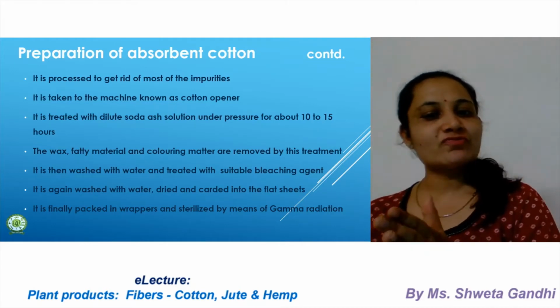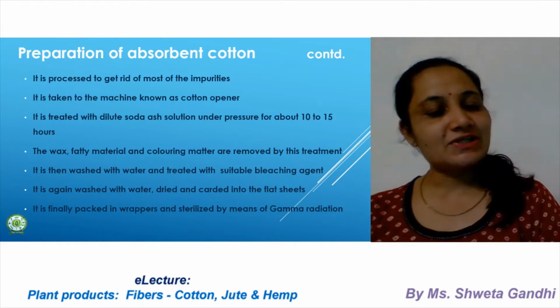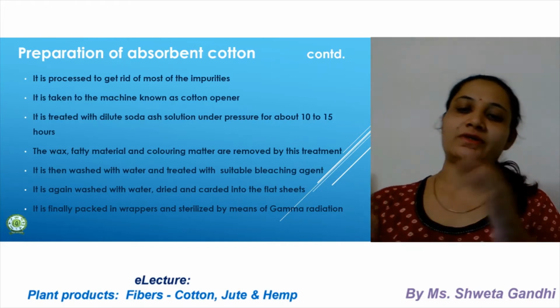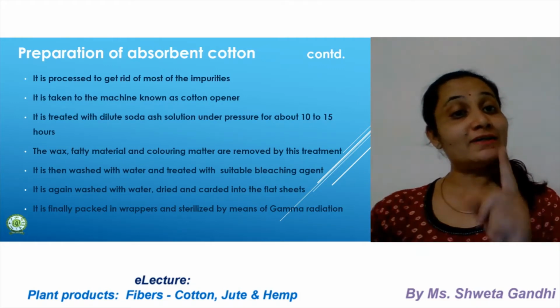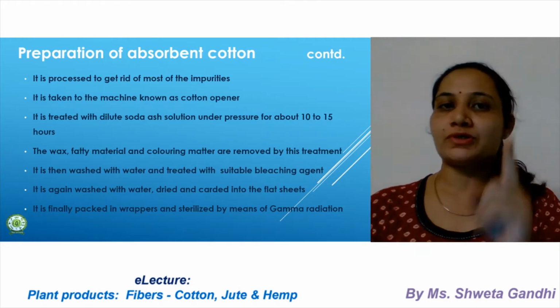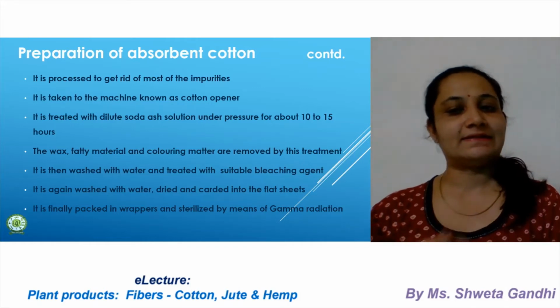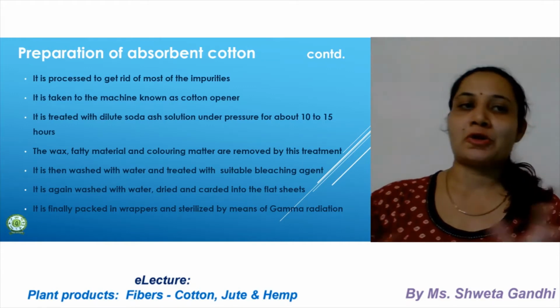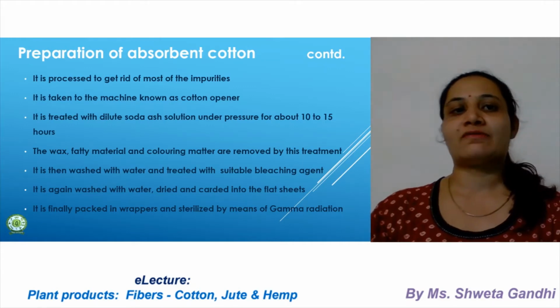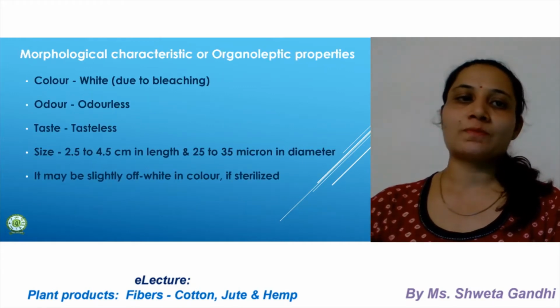Then it is washed with water, treated with bleaching agents, then again washed with water, dried and compressed into flat sheets. It is finally sterilized. The main important point is that it should be sterilized and packed in wrappers. By means of radiation, we can sterilize the cotton. So this is the complete procedure for the preparation of absorbent cotton.